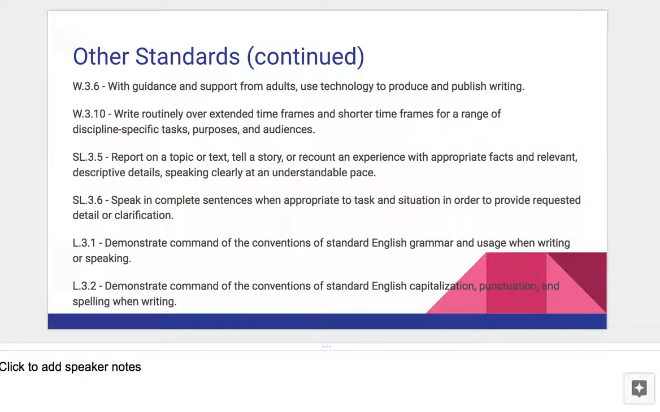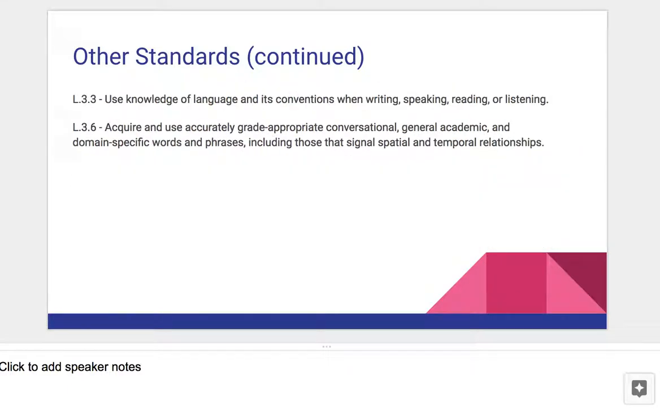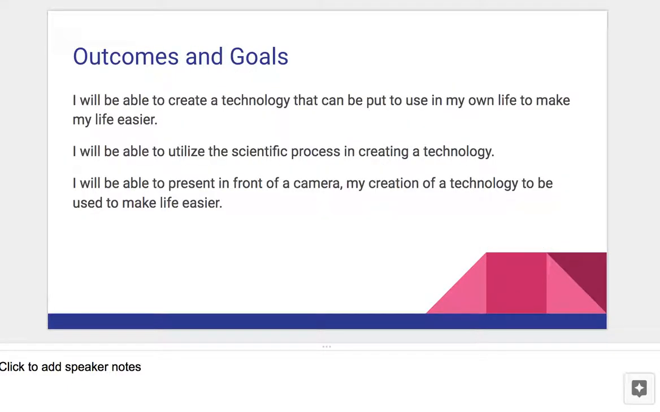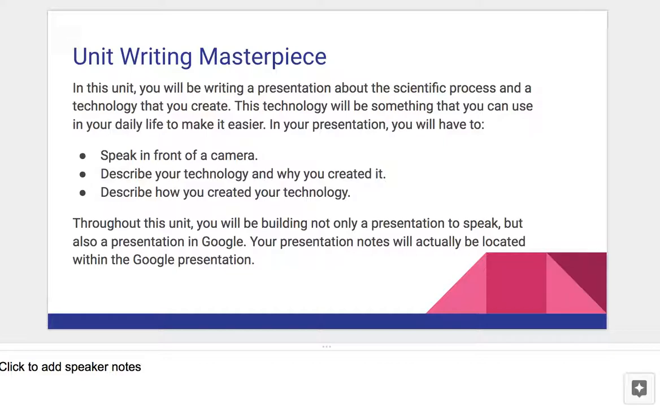The next couple slides, as we know, are going to be some vocabulary and standards that are covered within the unit. Your outcomes and goals are going to be, I'll be able to create a technology that can be put to use in my own life to make my life easier. I'll be able to utilize the scientific process in creating a technology. And I'll be able to present in front of a camera my creation of a technology to be used to make life easier.